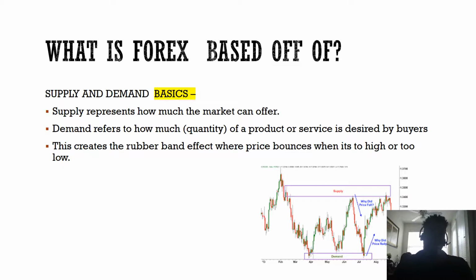What is Forex based off of? It's based off of supply and demand in theory. Supply represents how much the market can offer, and demand refers to how much quantity of a product or service is desired by the buyers. This creates sort of a rubber band effect where a price bounces when it's too high or too low.